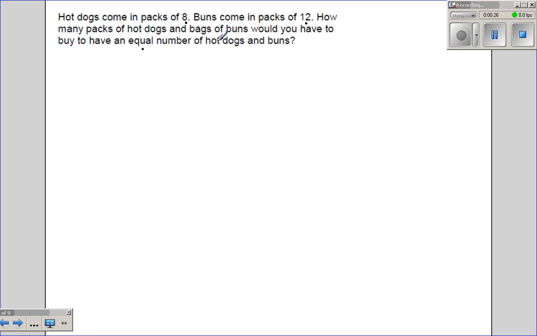So in other words, how many multiples of 8, how many bags of hot dogs, and how many multiples of 12, how many packs of buns would you have to have the same number of hot dogs and buns so you don't have any left over. You could use least common multiple. This is where this applies, and using prime factorization is a good way to do that.